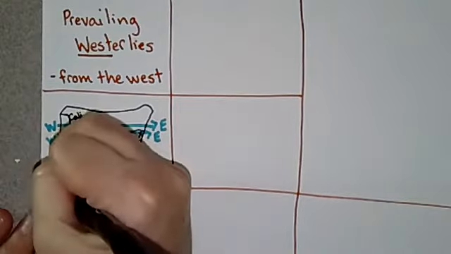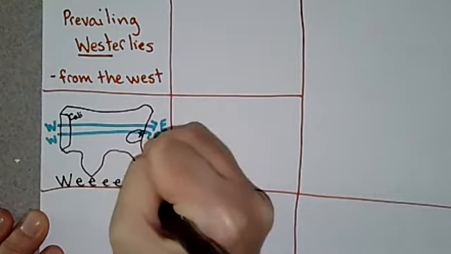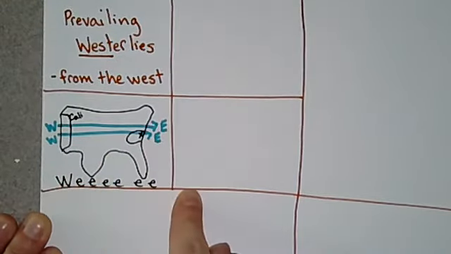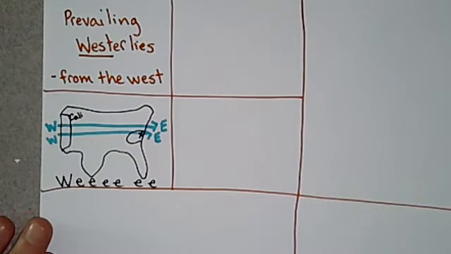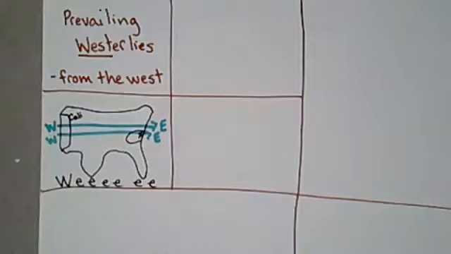I want you to write this. Whee! Because they blow from the west to the east. They don't say ew. They say wee. Got it? Okay. West to the east.